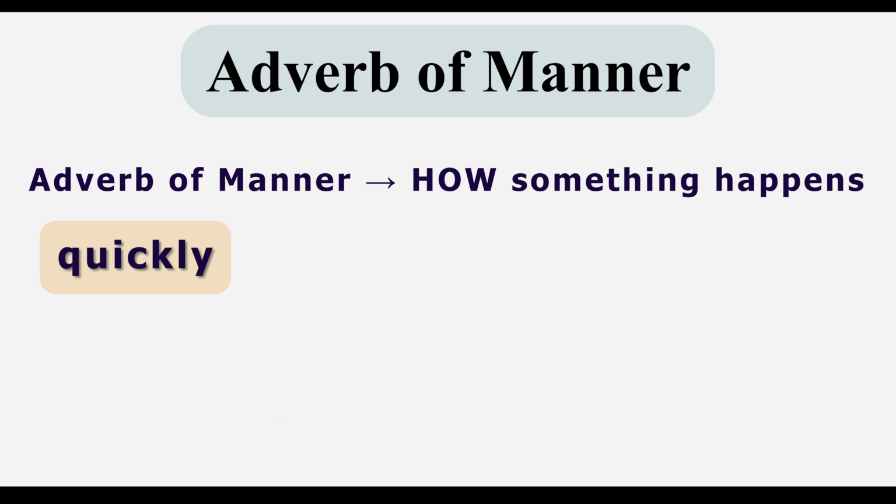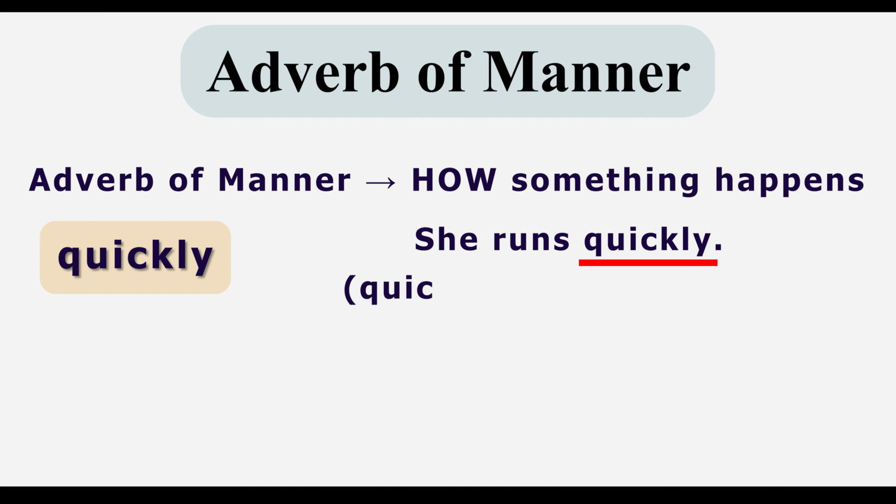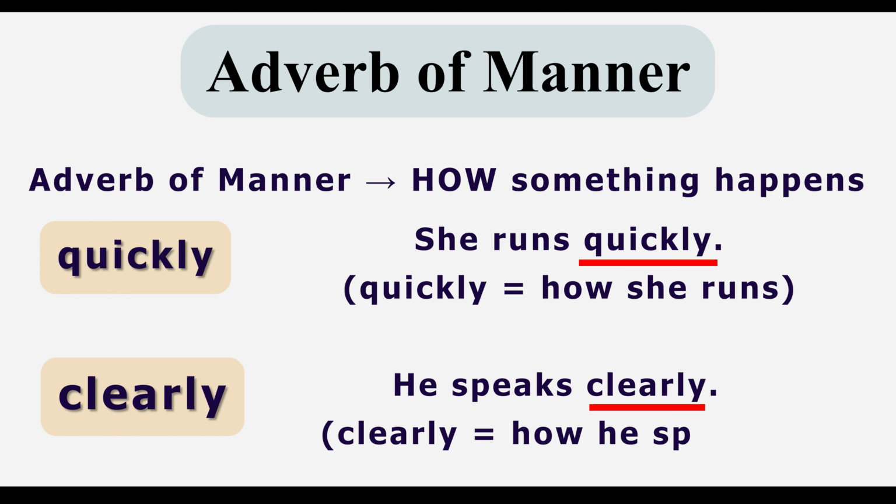For example, she runs quickly. Here, quickly is the adverb of manner because it tells us how she runs. Another example, he speaks clearly. Here, clearly is an adverb of manner.